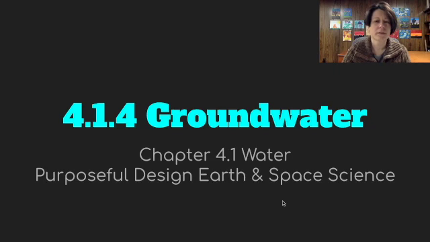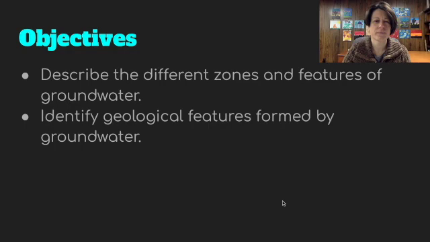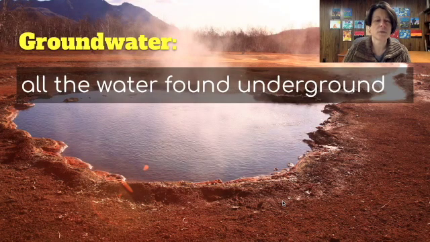And today's topic is going to be groundwater from Section 4.1.4. So, our objectives today are to describe the different zones and features of groundwater and to identify geological features formed by groundwater. Now, groundwater is really important, and it's all the water found underground. Here, water's coming to the surface in this hot spring, and you can see that it is producing a stream that is going off into the background.